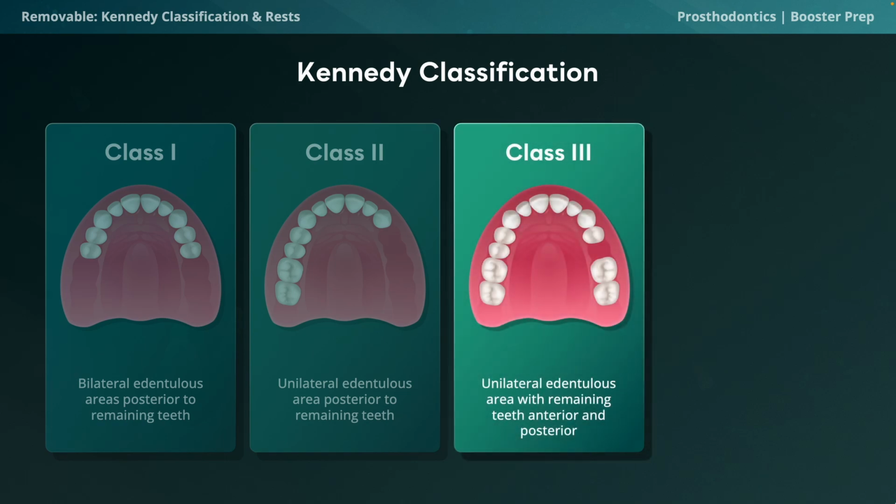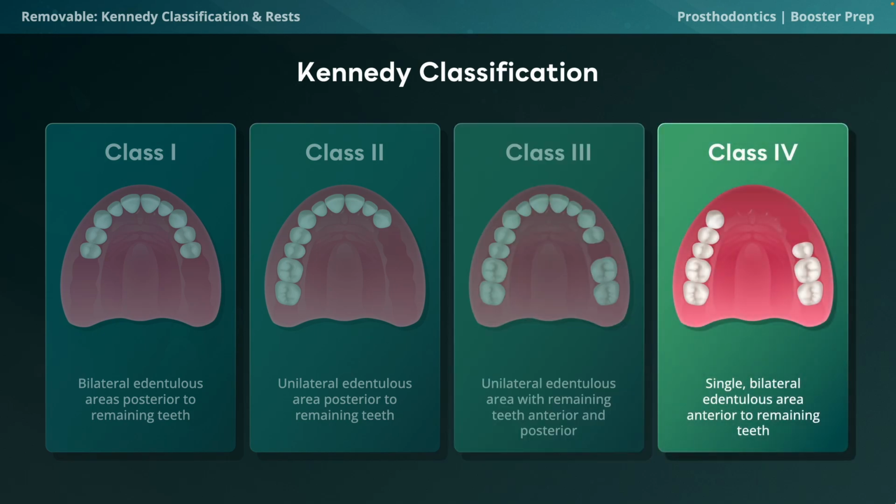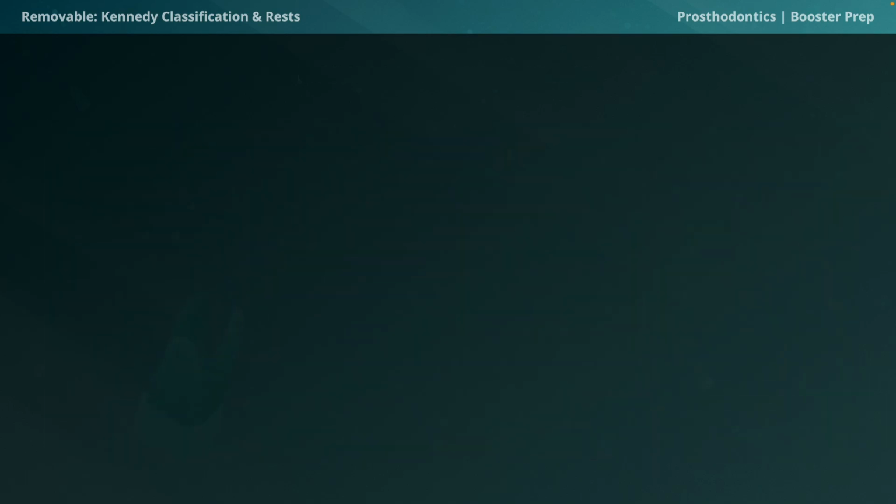Next up is Kennedy Class 3, and here we have a unilateral edentulous area with remaining teeth anterior and posterior to it. Finally, Kennedy Class 4 is when there is a single bilateral edentulous area anterior to the remaining teeth. Now, when I say bilateral, I mean that this edentulous area must cross the midline in order to be considered a Kennedy Class 4.